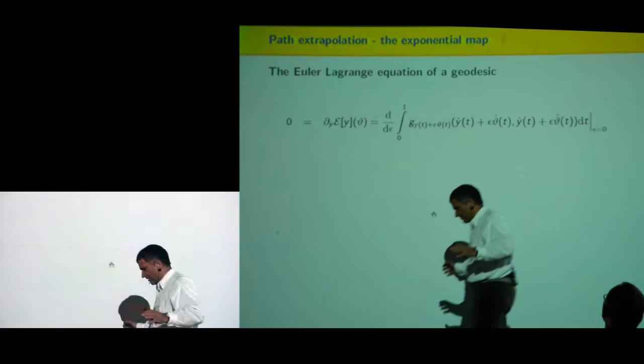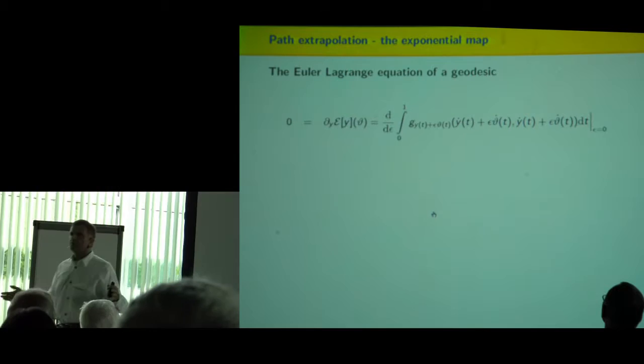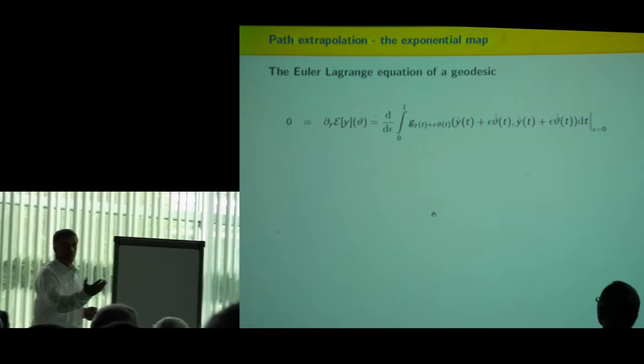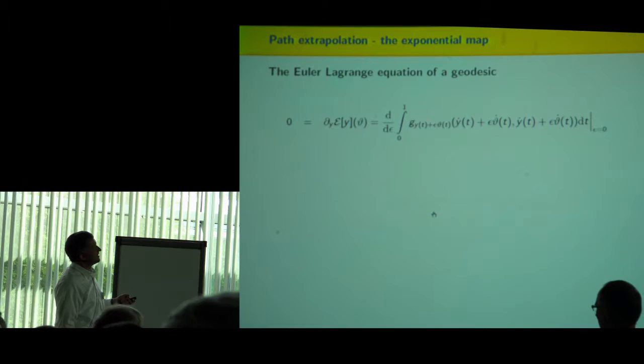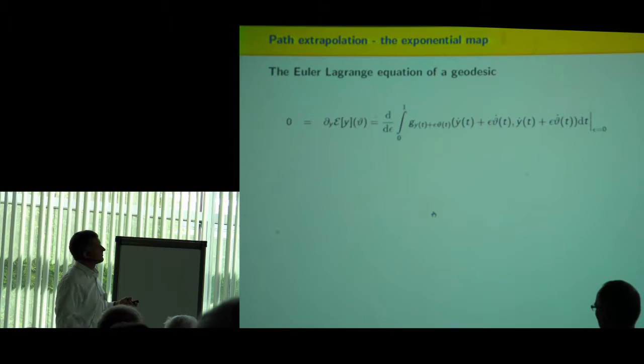So now this is all about shortest paths, but there is more to do than just shortest paths. There is extrapolation, there is parallel transport, detailed transport. Let's come to this. First, let's look at the continuous case. So here's the Lagrange equation of the geodesic in the continuous case. How to compute this? Basically, we compute the variation of the position of the curve. Now this is this theta here. This is the variation of the curve.